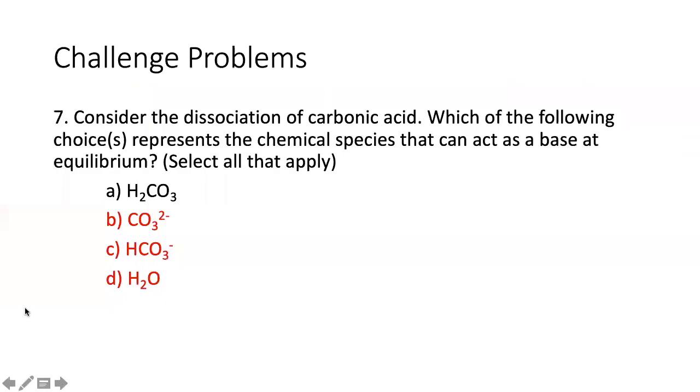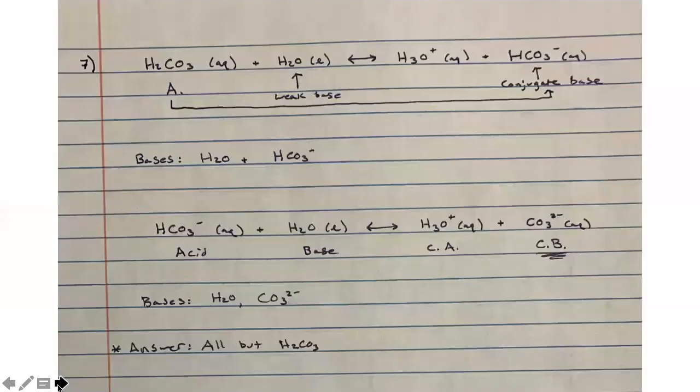Okay, question 7, hopefully you saw the select all that apply, right? It looks like a multiple choice question, but it was more like select all. And so here it says, consider the dissociation of carbonic acid. Which of the following choices represents the chemical species that can act as a base at equilibrium? Select all that apply. Okay, so it also says can. So really we're looking for what compounds can act at all like a base.